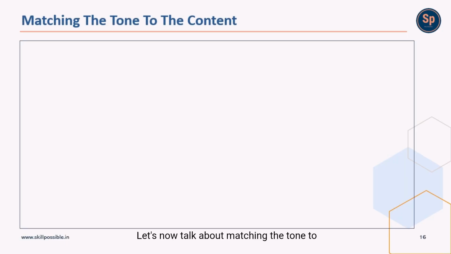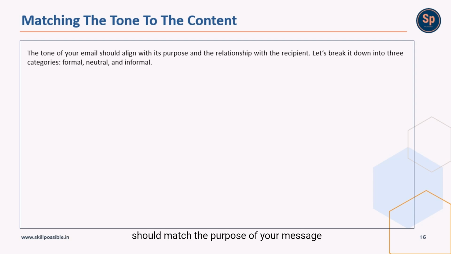Let's now talk about matching the tone to the context. When writing an email, it's not just what you say, but how you say it that matters. The tone of your email should match the purpose of your message and your relationship with the recipient. Let's break it down into 3 common tones: formal, neutral, and informal.